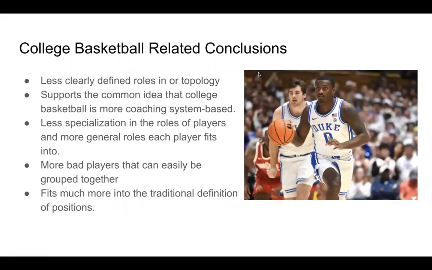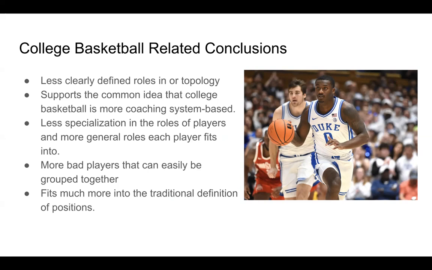So we see less clearly defined roles with our topology graph, and it supports our original hypothesis and the common idea that college basketball is more coaching system based, so there's less specialization in the roles of players and the general roles each player fits into. So instead of the more specialized cycle, we have a large one cycle, and there are less talented players in college basketball compared to the NBA, which makes sense.